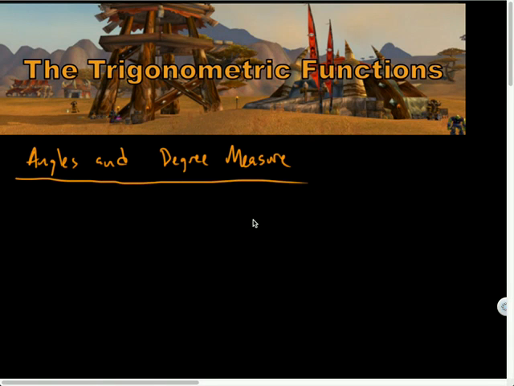All right, welcome, ladies and gentlemen. That is right. We're talking about angles and degree measure. So first of all, talking about angles. You've seen an angle before. It's formed by two rays that share the same initial point.